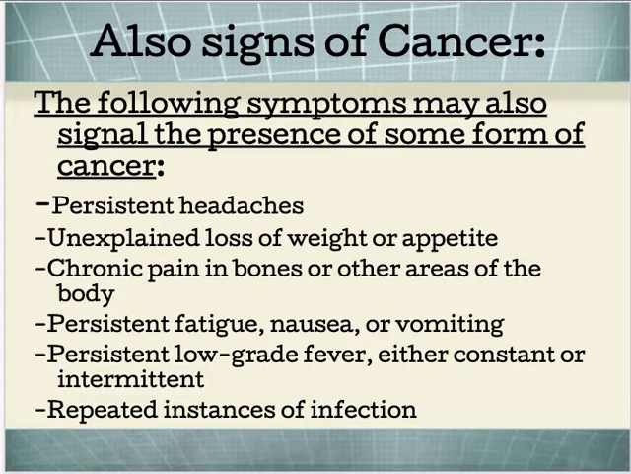Also, signs of cancer. The following symptoms may also signal the presence of some form of cancer. Persistent headaches. Now again, remember, this is not just, oh, I've had a headache for a couple days. This is over an extended period of time. Unexplained loss of weight or appetite, chronic pain in the bones or other areas of the body. Now, you may experience some pain in your bones, but you are growing, so that is most often the explanation for that. Persistent fatigue, nausea, or vomiting, persistent low-grade fever, either constant or intermittent, and repeated instances of infection.